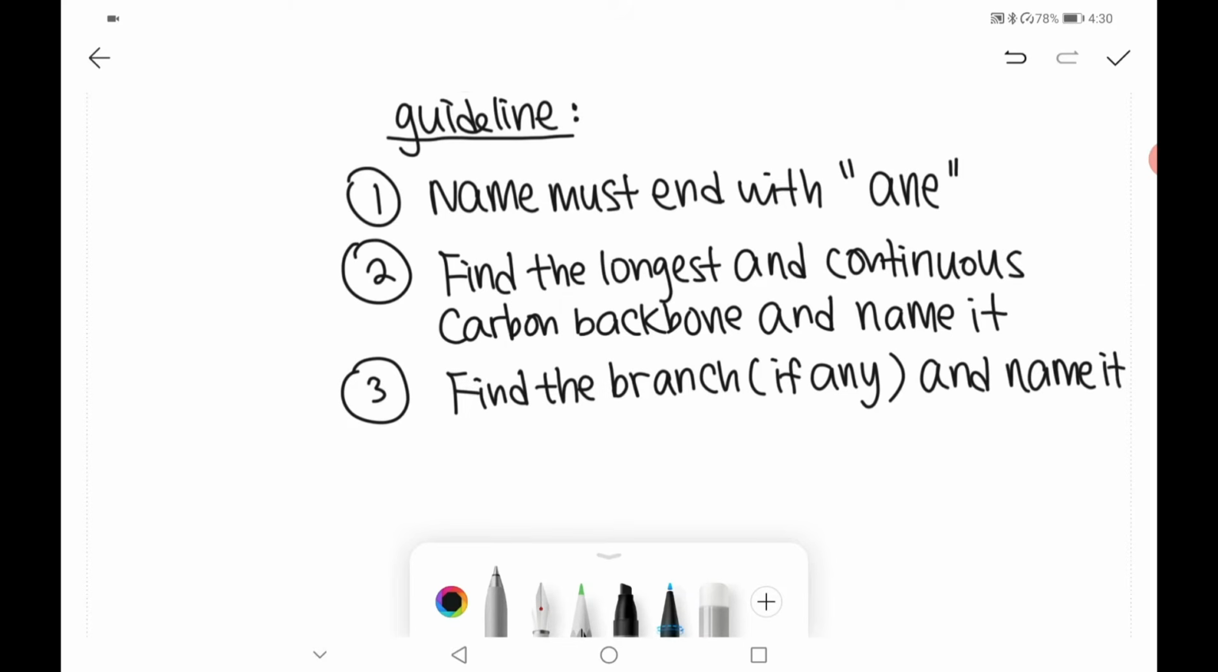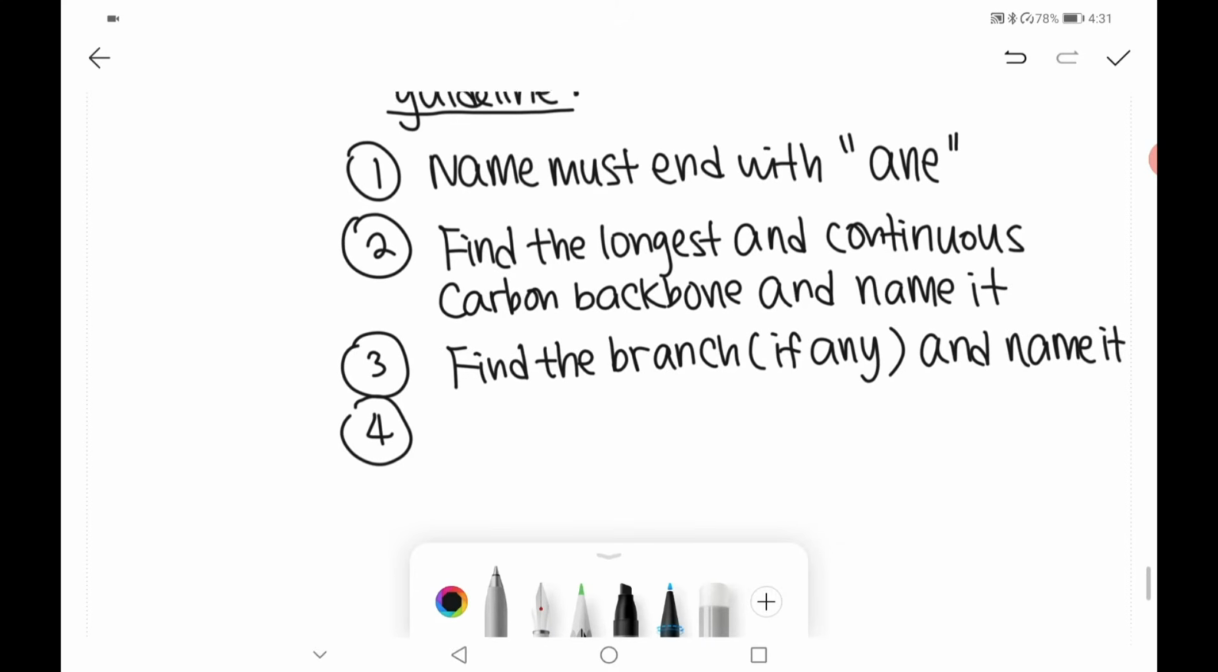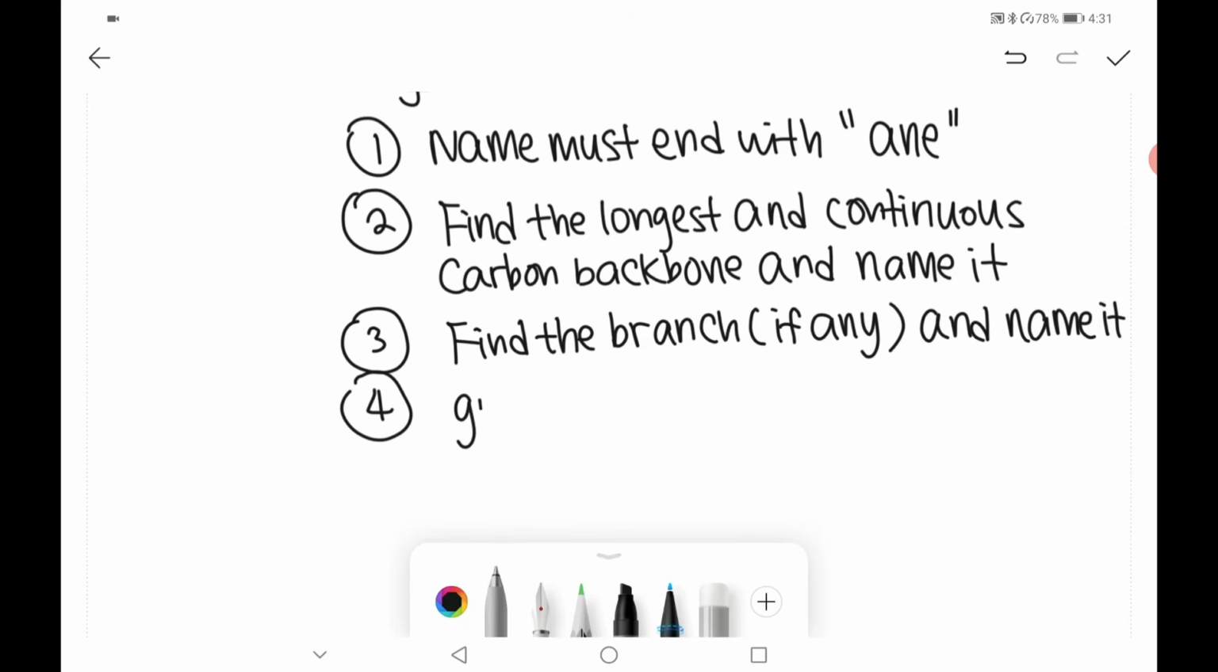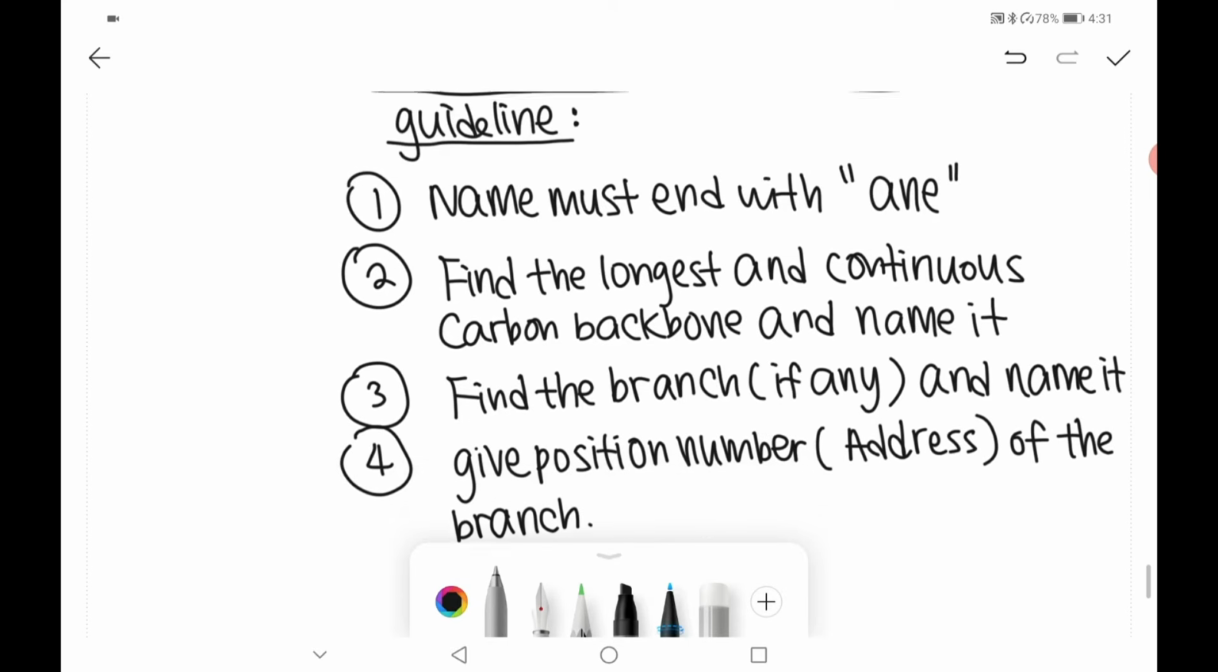Then in the end, after you identify the branch, you need to give the position number. So the last step, you need to give the position number. Another word I like to call it is address. You must tell people the address, where the branch is, the position of the branch. I'll show you how to do it, no worry, step by step.